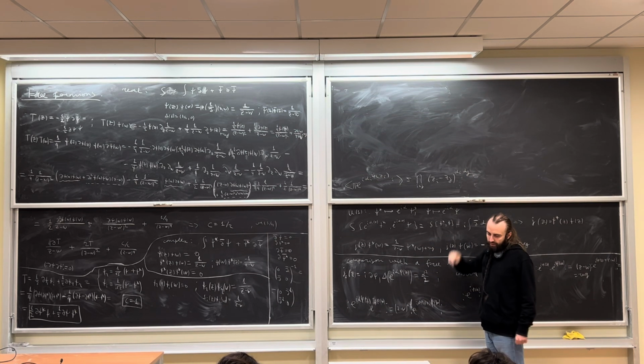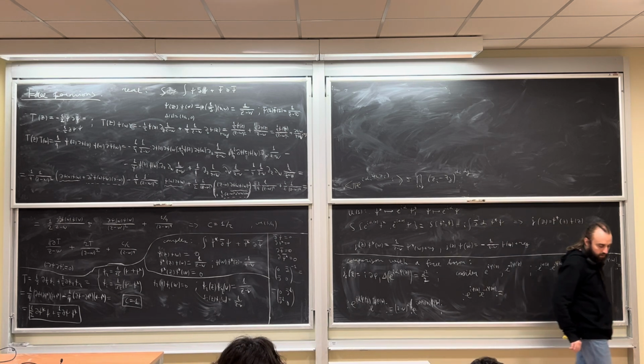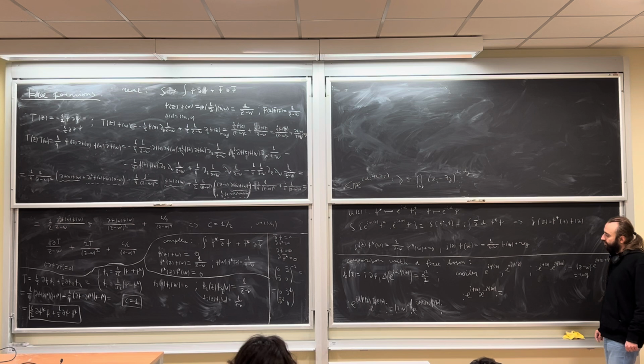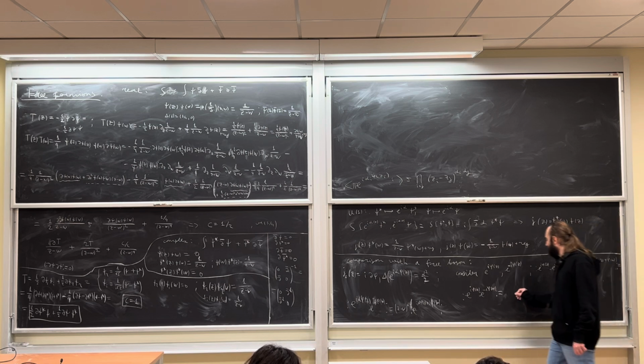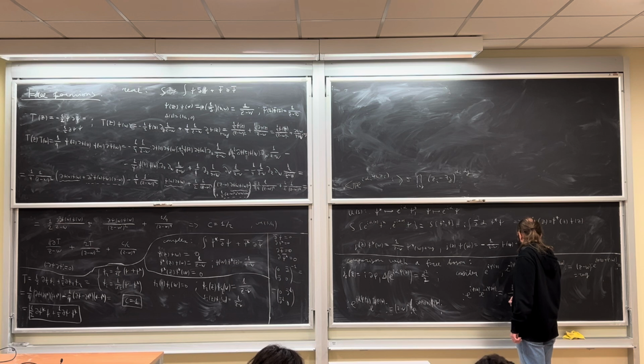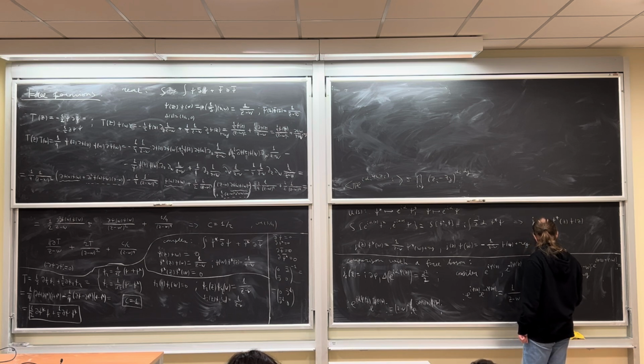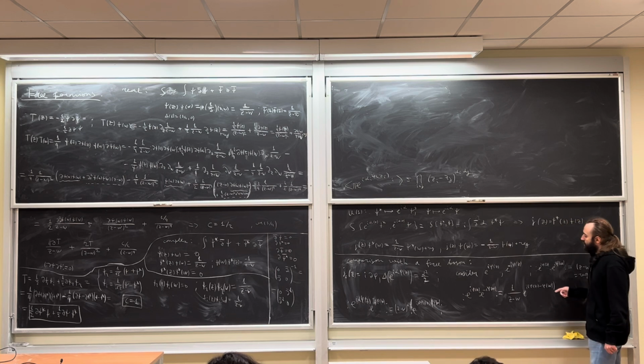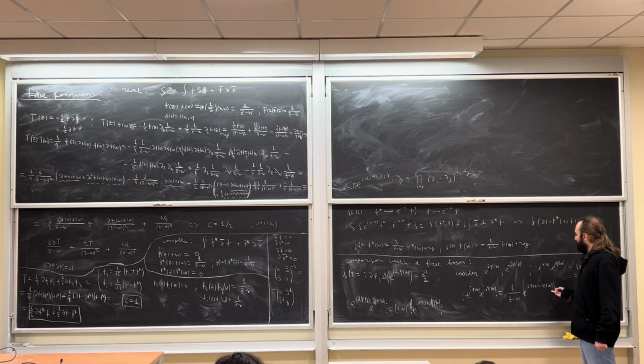Also from this formula, 1 over z minus w times I phi of z minus phi of w. But we can actually compute another term of this expansion.